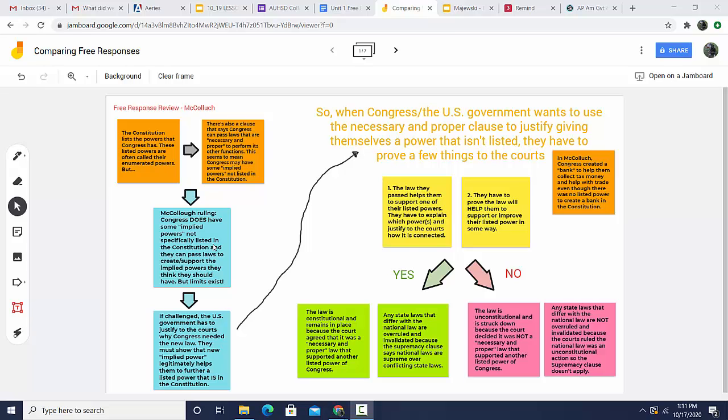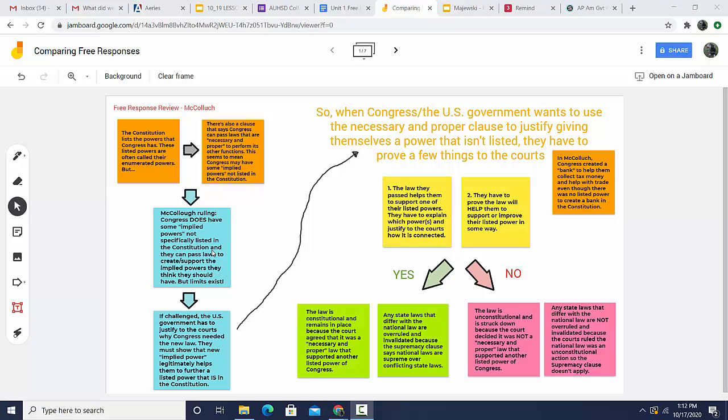So in the McCulloch ruling, the court ruled that Congress does have those implied powers. That yes, those implied powers do exist. Yes, Congress has them. And once and for all, the court substantiates that, right? And that these implied powers obviously are not specifically listed in the Constitution. And Congress can pass laws to create or support the implied powers they think they should have. All right, so essentially, Congress can pass laws based on implied powers that they believe they have.